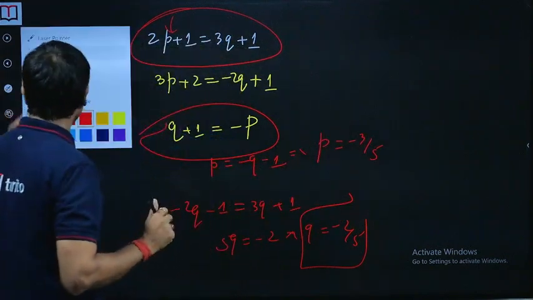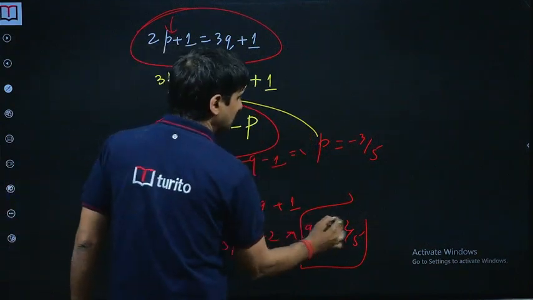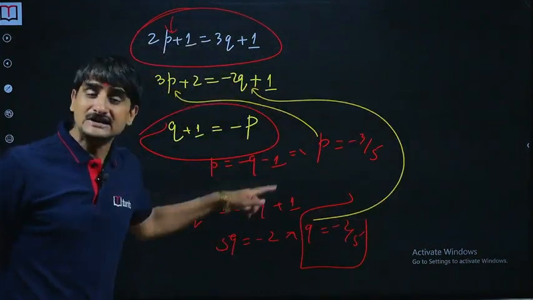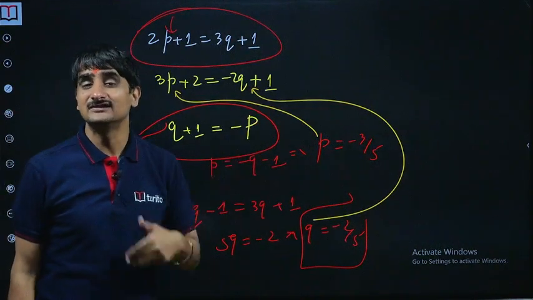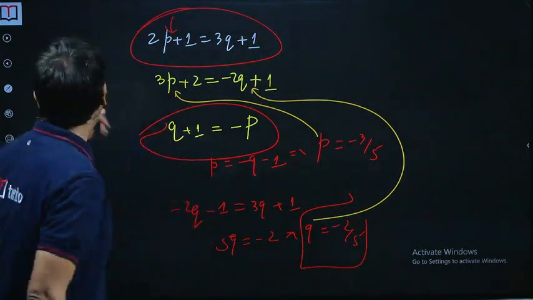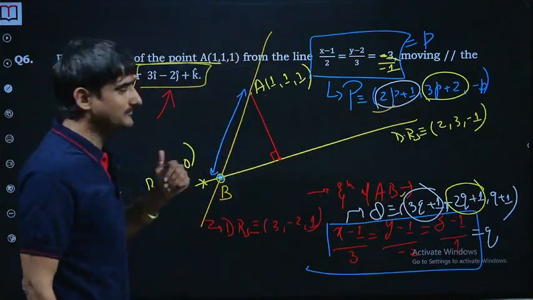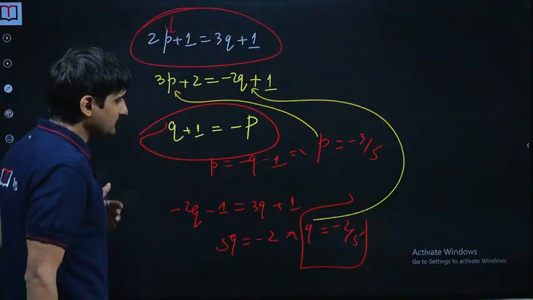Now see, to check the consistency, what are we going to do? We'll put these values of P and Q in the third equation. If these values satisfy the third equation, then only we have a point of intersection, and we will get that point of intersection by putting the value of P here or Q here. Of course that will give you the same point, but let us check whether we have it or not.